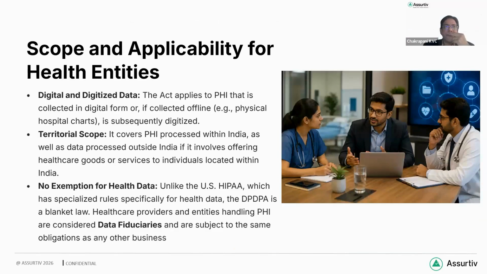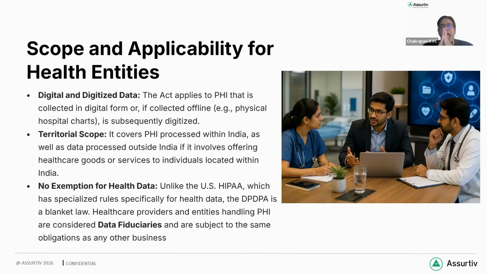Okay. So what is the scope and applicability for health entities? The scope, when I talk, the act, the name, the coined term itself indicates digital personal data protection. Then you can ask a question: currently we are running on a paper-based approach, but we are going to digitalize by this month end. So is our organization excluded or included?